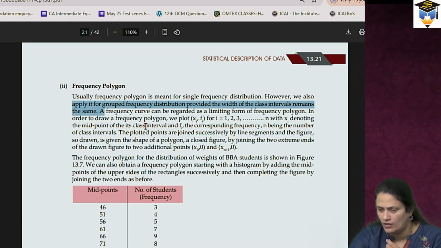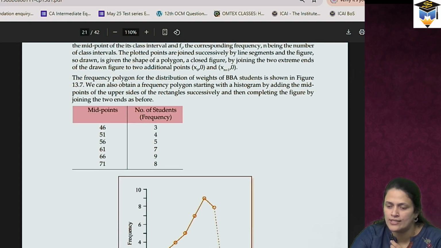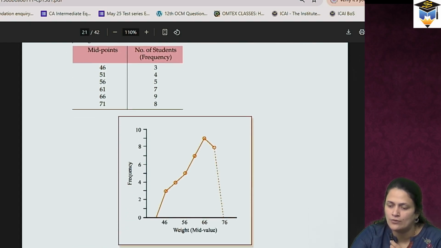Now you can see here the frequency polygon for the weights of BBA students is given in the figure. You can see midpoints over here and number of students, that is frequency, over here. So this is the frequency polygon. Just draw it roughly.